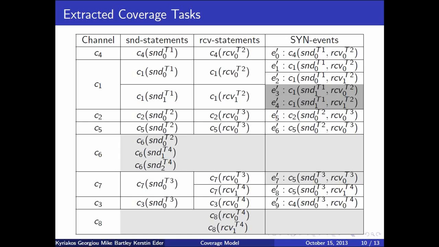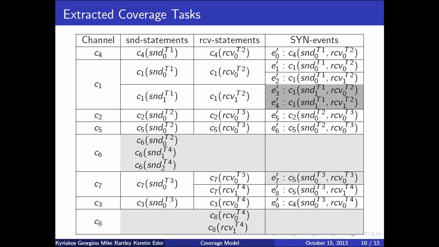So channels are the channels in the program in the first column. Send events are the send statements on a specific channel on a thread. Receive statements are the receive statements on a specific channel and on a specific thread. And then we have the Cartesian product of the second and the third column, which creates the synchronization events.